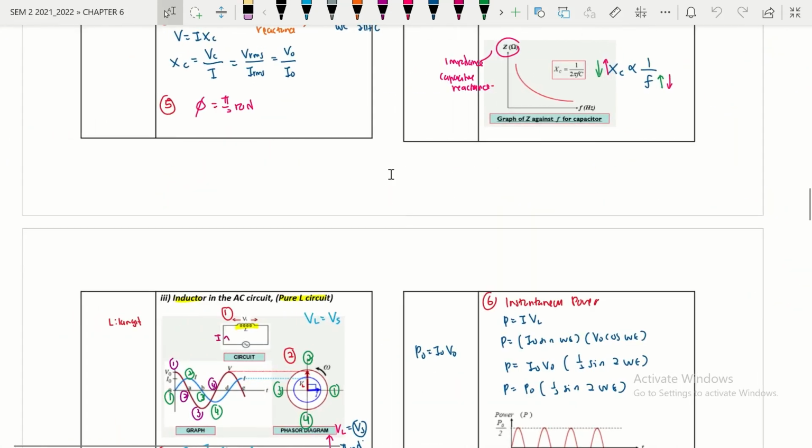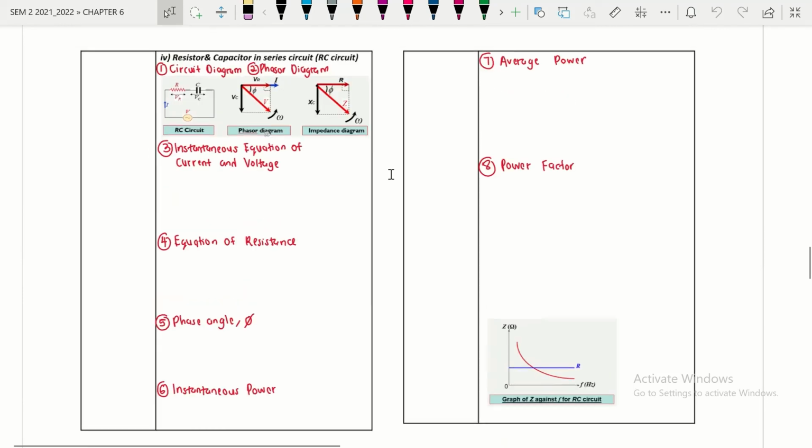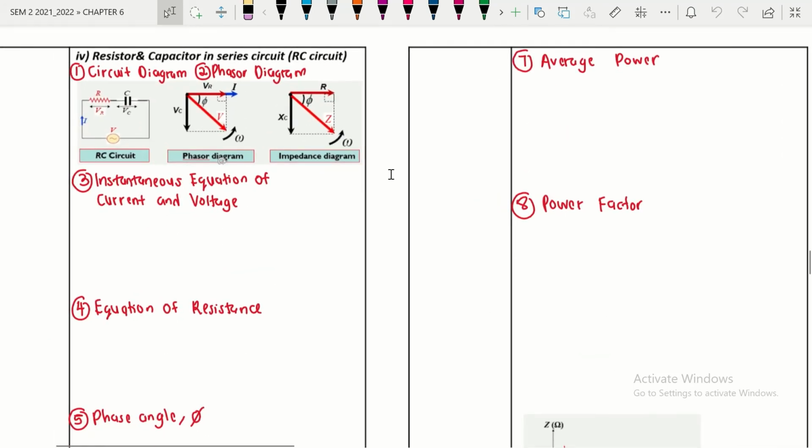Okay, so now let's fill in the handout. Okay, so we will start with the RC circuit. Okay, first step is, tulis step, so that will be much more faster for me. Okay, the first step is circuit diagram. So we already have the circuit diagram di mana kita akan ada resistor dan juga capacitor because it is RC circuit. Dan kita akan ada phasor diagram.